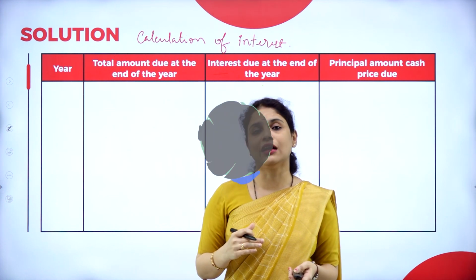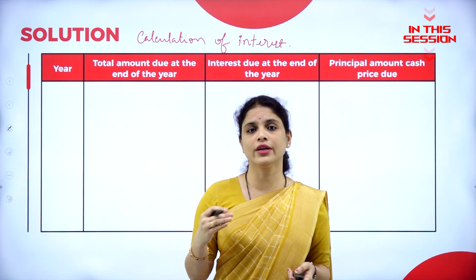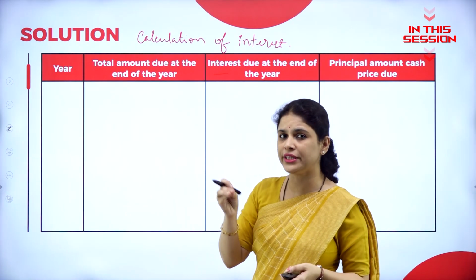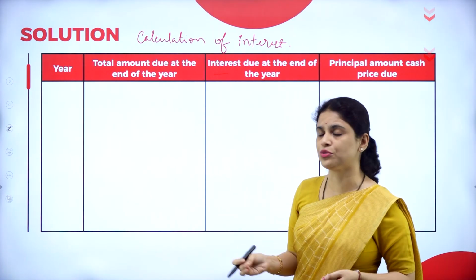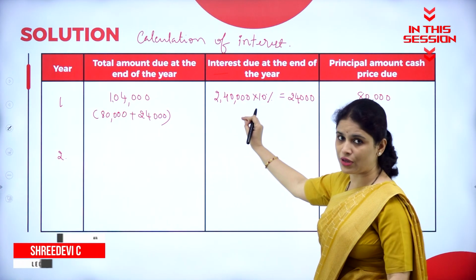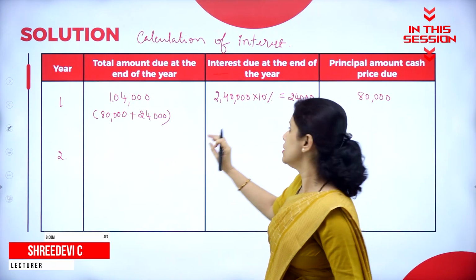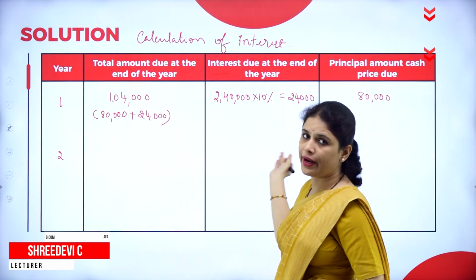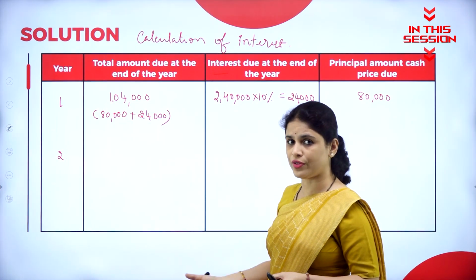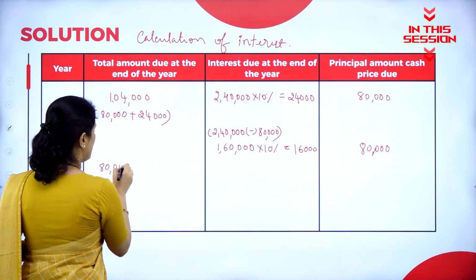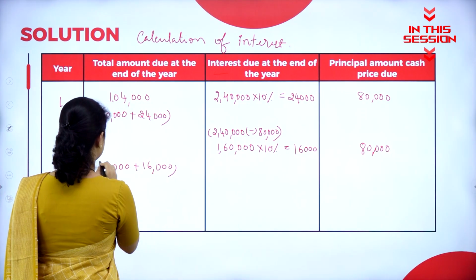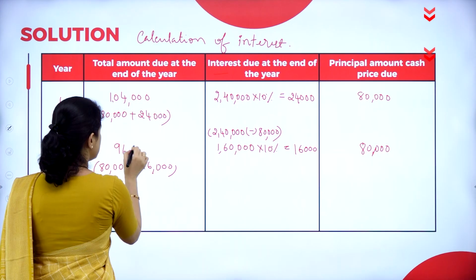So whenever we are calculating the interest, we should not calculate on the cash price. Instead of that, we have to deduct the down payment and then we have to do. So in the second year, on what price we will calculate the interest? Is that on 2,40,000? No, because 80,000 is already paid. So what we have to do? We have to calculate the amount first. 80,000 plus the interest, that is 16,000. It will be 96,000.